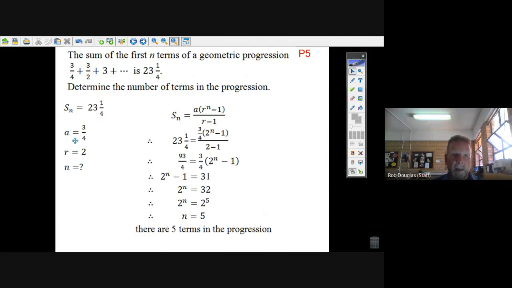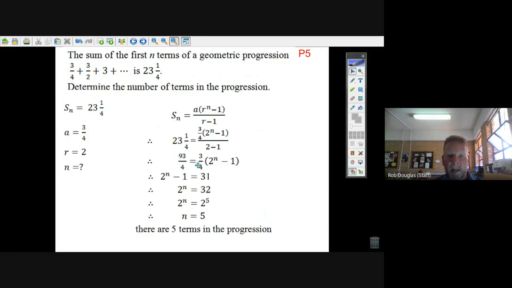You could try it in your calculator or work the fractions out. Now you've got r. You could go 3 halves divided by 3 quarters, and it equals 2. You've got r, you've got a, you've got the sum of n terms, Sn. All you do, write down the formula. Instead of Sn, put in 23 and a quarter. Instead of a, put in 3 quarters. Instead of r, put in 2. Okay, now we're going to do a little bit of work. We won't just put this into our calculator. 2 minus 1 is 1. That's pretty easy. You've got a 3 over 4 and a 93 over 4.